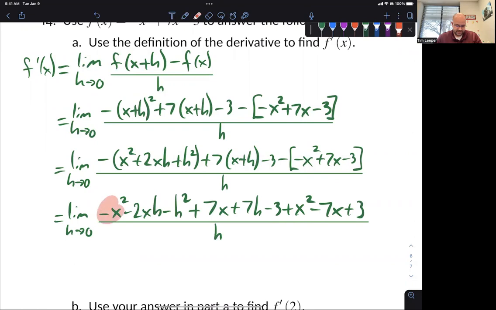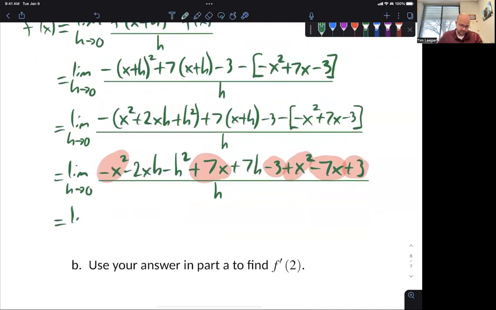Wonderful. Now notice that the negative x squared cancels the positive x squared. The 7x cancels the negative 7x, and the negative 3 cancels the positive 3. And then I would combine like terms if I could, but there are no like terms. So in the numerator, notice we only have these 3 terms here, and they each have an h. So I'm going to factor out an h from both of those. So this is going to give me the limit as h approaches 0 of h(negative 2x minus h plus 7), and then all over h.